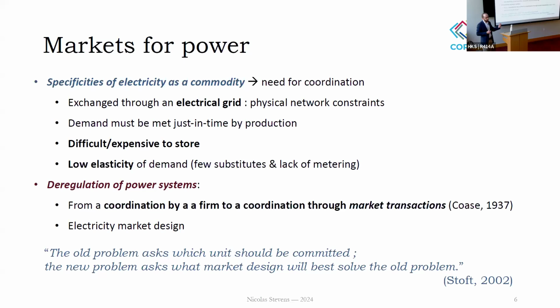To make things even more complicated, electricity turns out to be hard or expensive to store, right? It does not store well. And the demand of electricity turns out to be also very inelastic, especially when you come close to real time. Economically, that's just due to the fact that there are few substitutes to electricity, and also typically due to the lack or problems of metering.